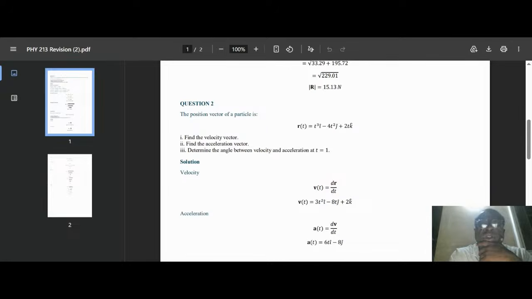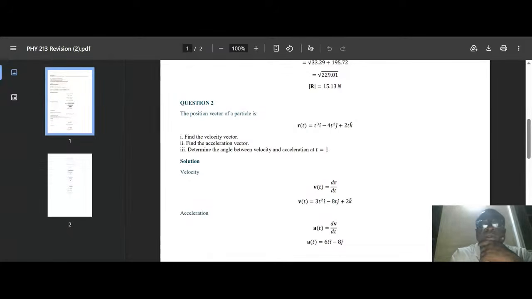Question 2. The position vector of a particle is r of t equal to t squared i minus 4t squared j plus 2t k. 1. Find the velocity vector. 2. Find the acceleration vector. 3. Determine the angle between velocity and acceleration at t equals 1.